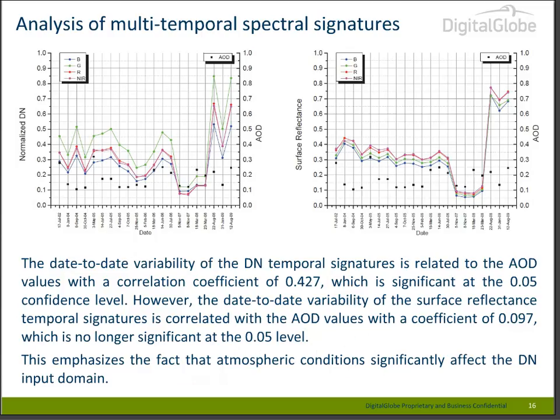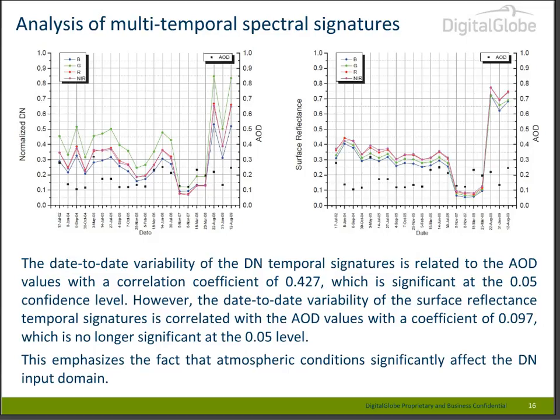Another thing that's really worth mentioning is that the day-to-day variability of the digital number spectral signature is correlated to the AOD. So it's correlated to the visibility or to the atmospheric profile. And the correlation coefficient is 0.42, which is significant at the 5% confidence level. However, there is no correlation to the AOD in the surface reflectance domain. Again, we carry out this validation using a 5% confidence level.